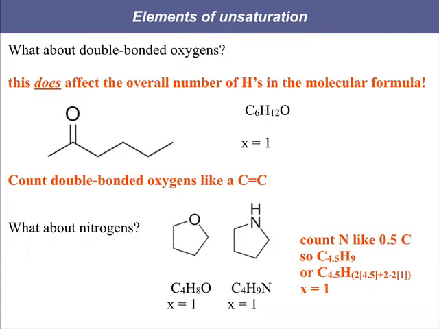But a double bonded oxygen does. A double bonded oxygen does affect the overall number of hydrogens on the molecule. So this structure is C6H12O. We've got 1, 2, 3, 4, 5, 6, 7, 8, 9, 10, 11, 12 hydrogens. So C6H12O looks like C6H12, right? We are missing 2 hydrogens given the fact that we should have 14 on 6 carbons. So that double bonded oxygen removes 2 hydrogens from our structure.